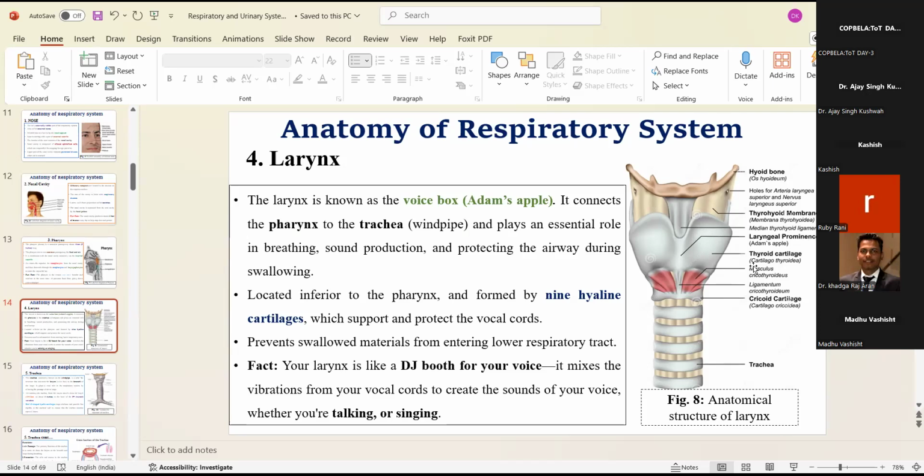All credit goes to the larynx. In the diagram you can also see this cartilage, which is responsible for the support and protection of our vocal cords.